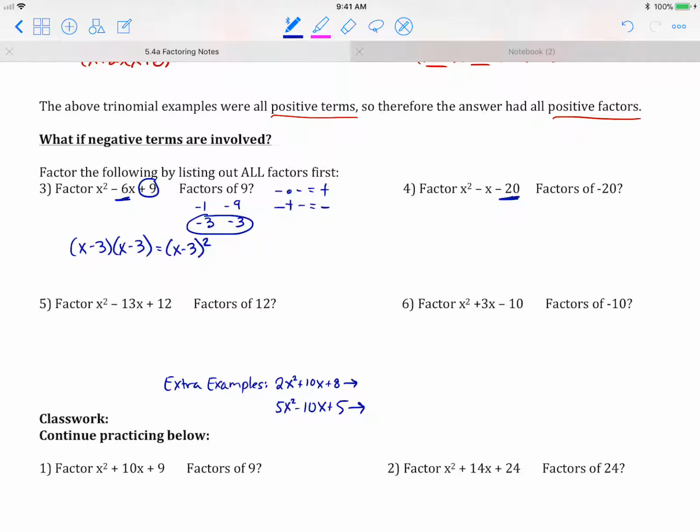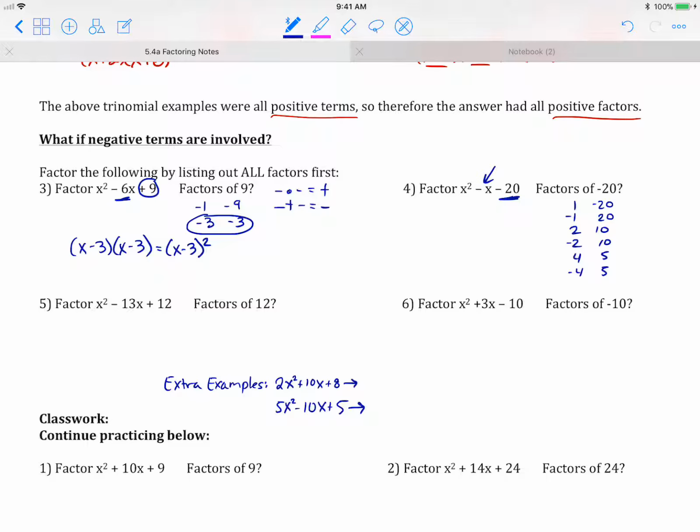So listing out the factors of -20, I'm going to have to switch the signs. So +1 and -20, or -1 and +20. +2 and -10, or -2 and 10. +4 and -5, or -4 and 5. And I'm looking for a pair of numbers that actually adds to give me -1.